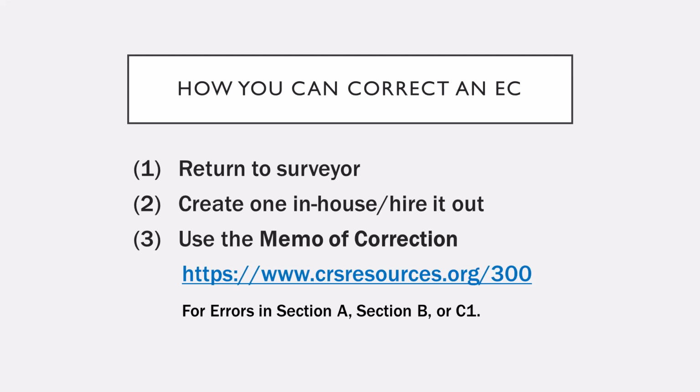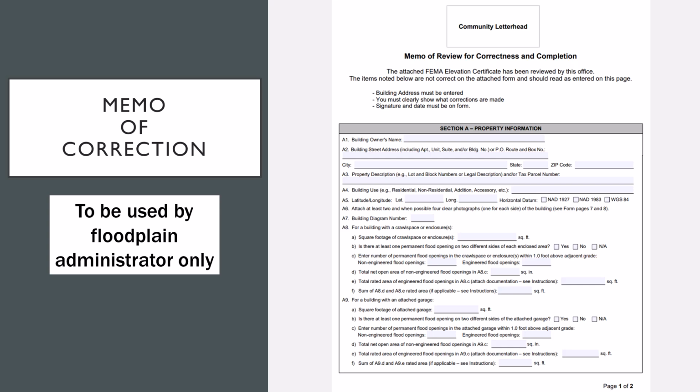Another option is to use the memo of correction form. You can use this if something is missing or wrong in section A or B or C1. You can get this form on crsresources.org. This should not be done for ECs with missing or wrong elevations. The official term is the memo of review for correctness and completion, but we generally call it the memo of correction for short. The local floodplain administrator should be the one to fill out and sign this form.